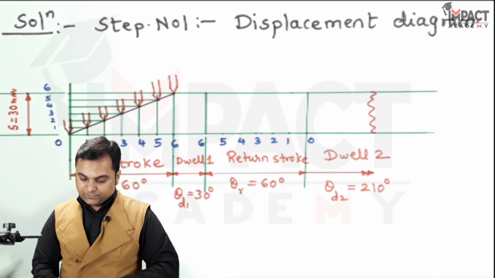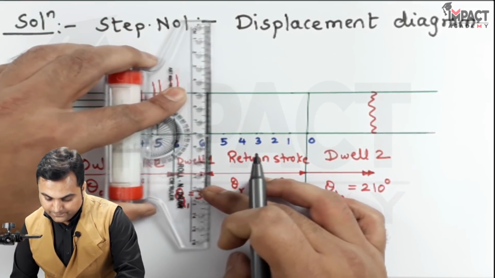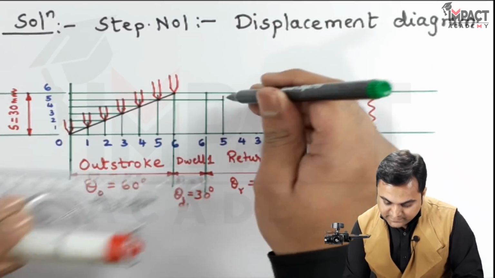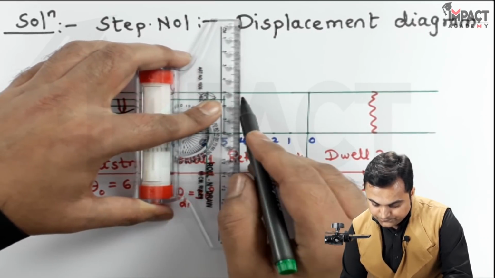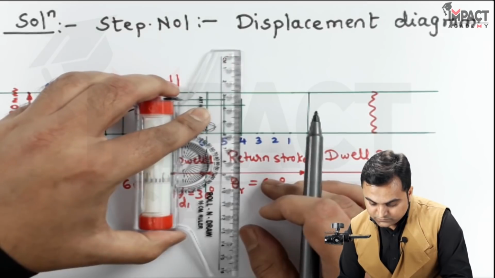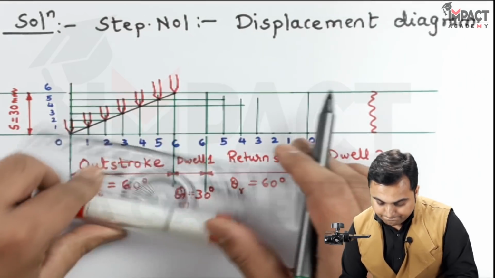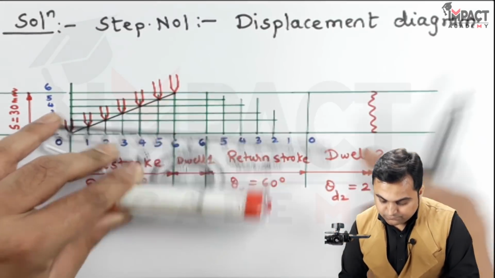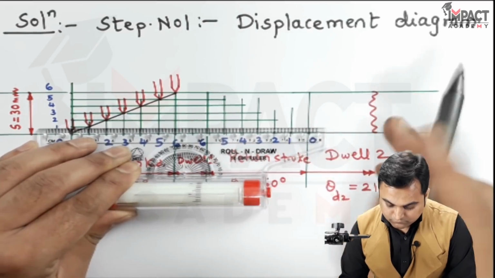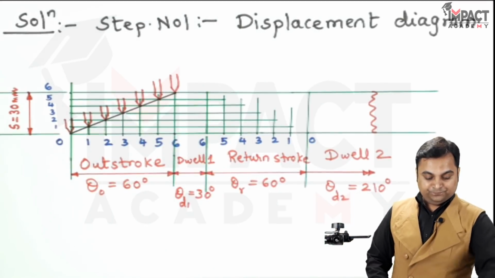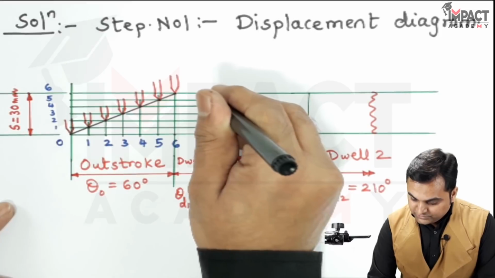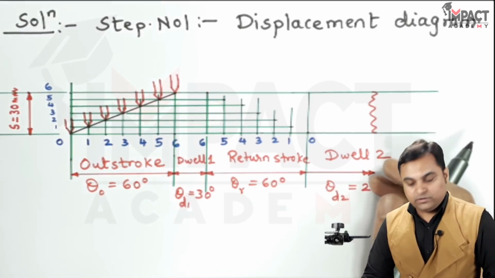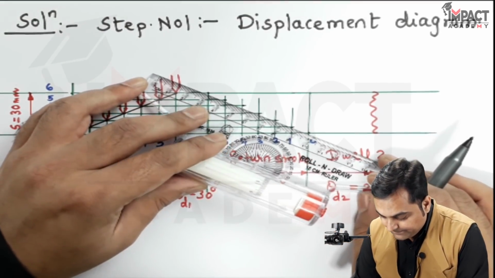For that, this 5 would be projected up and projecting 5 horizontally from the left. Next 4. Similarly the remaining points 3, 2, 1 and 0. So connecting all these points, that is 6, 5, 4, 3, 2, 1 and 0, with the help of a line.